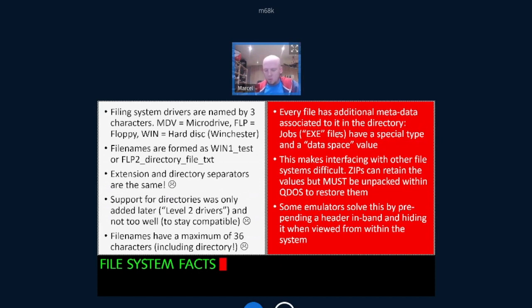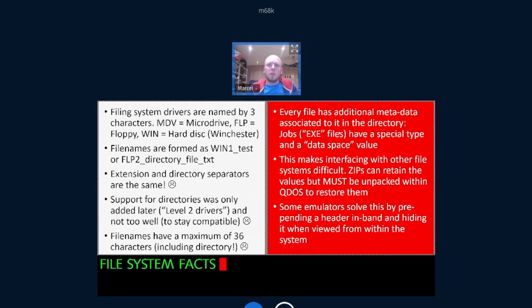Directories were just an afterthought. They were not part of the original design, and it was difficult to integrate them after the fact. And the way it's done, we still live with the decision today, which is, for example, that a file name can only have 36 characters, and that unfortunately is including the directory. So not 36 characters per level, but total. Various efforts were made to circumvent this, but it's a compatibility nightmare, and it's still one of the biggest drawbacks of the QL operating systems.